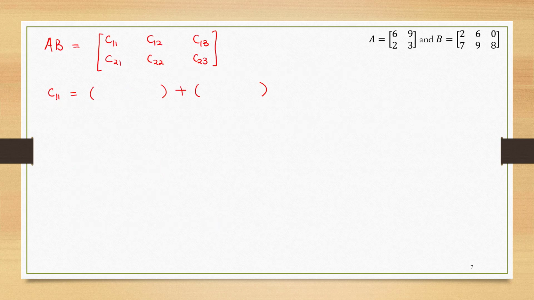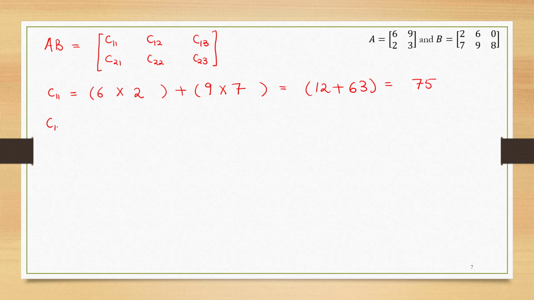C11. 11 means first row, first column. The row we are always going to take from the first matrix A, and the column we are always going to take from the second matrix B. So take the first row of A, that is 6, 9, and take the first column of B, that is 2, 7. This is going to give us C11, the 11 entry of AB. So this is equal to 6 into 2, 12, plus 9 sevens are 63. That is equal to 75.